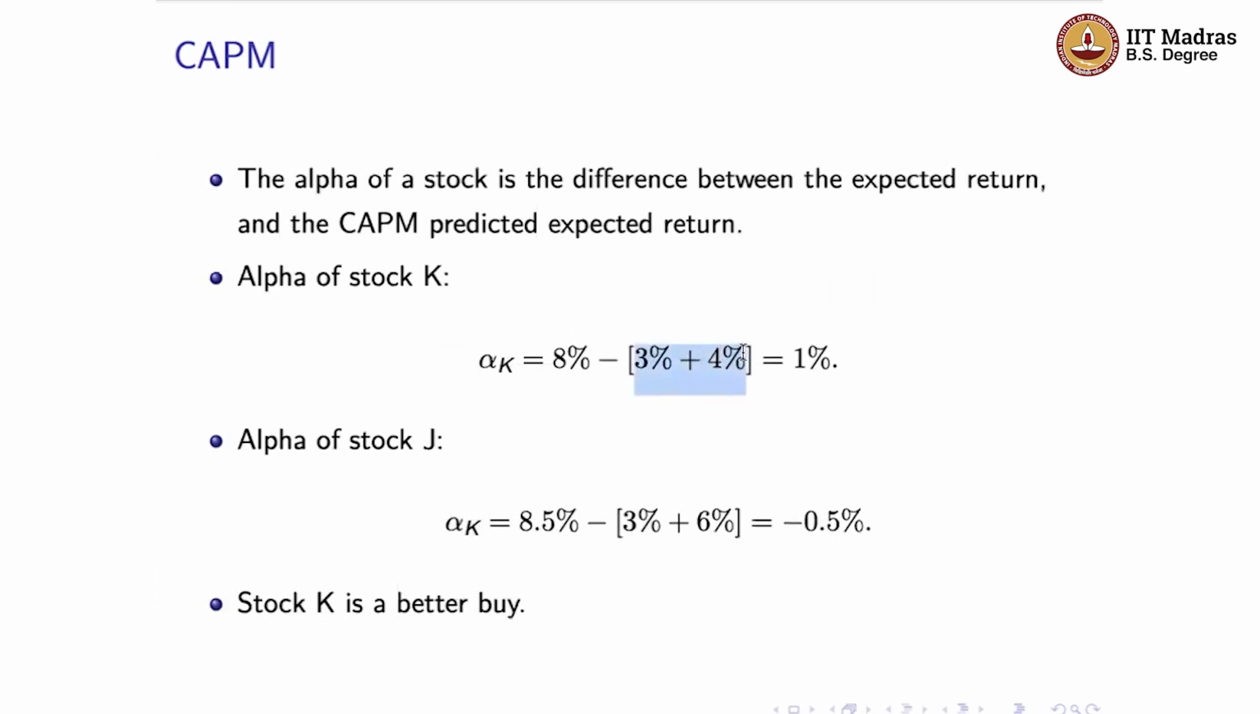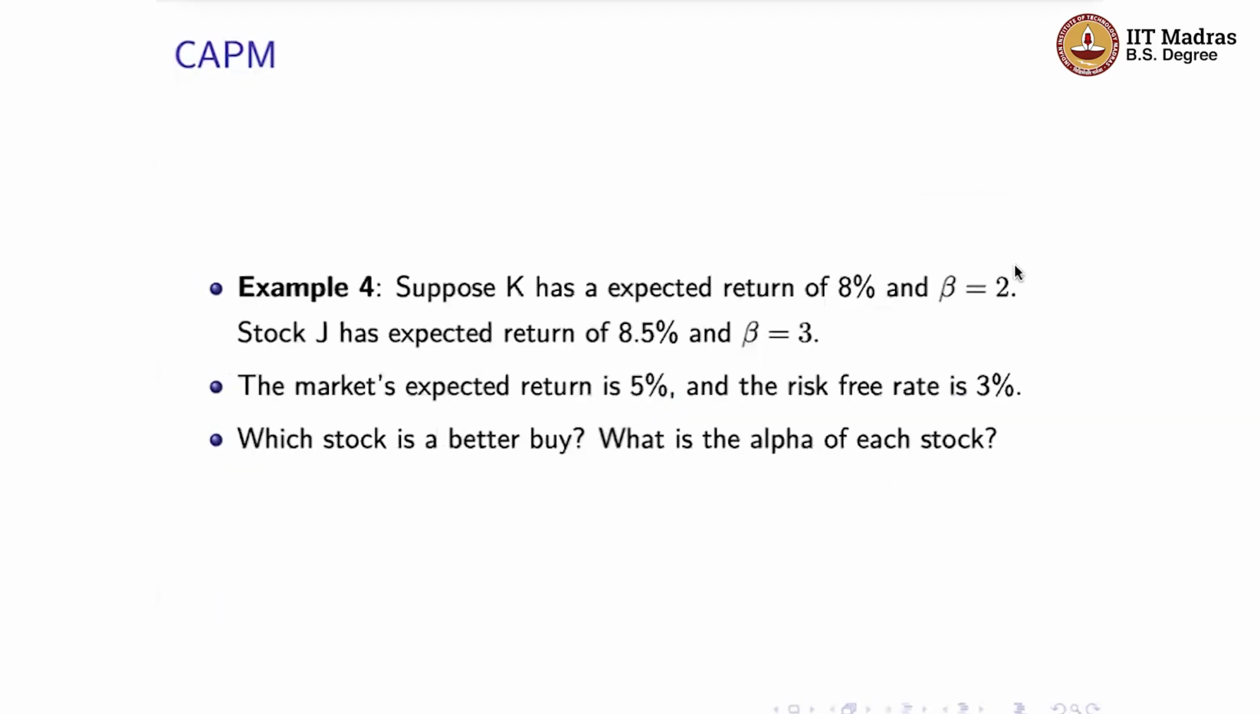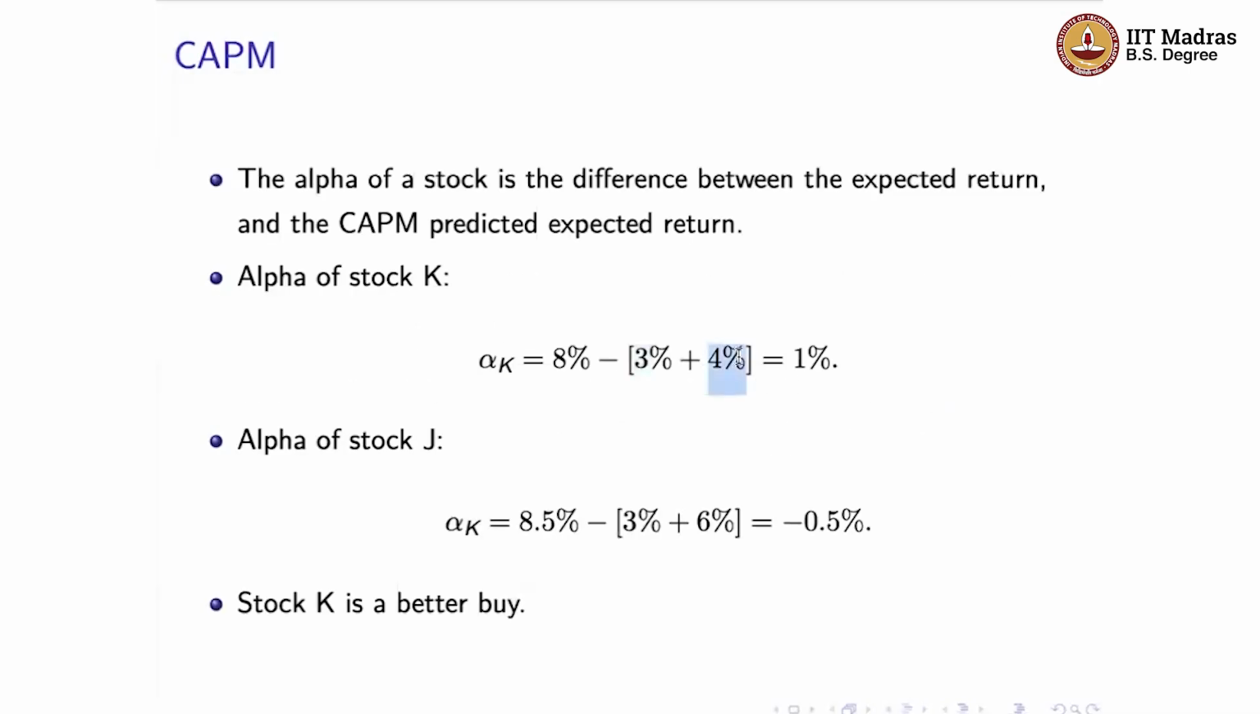Again, just to repeat, how do you get this? Remember, it's going to be the risk-free rate, so that's the 3%, plus beta times the risk premium. Beta was 2 and the risk premium is 5% minus 3%, or 2%. So 2 times 2 is 4%, and that's how you end up getting this 4% here. And so, using this definition, the alpha for this stock is going to be 8% minus this 7%, so it's 1%. It tells us that this is something that lies above the security market line.